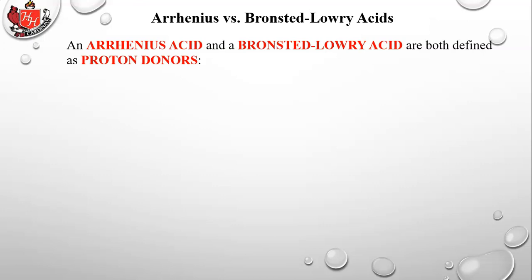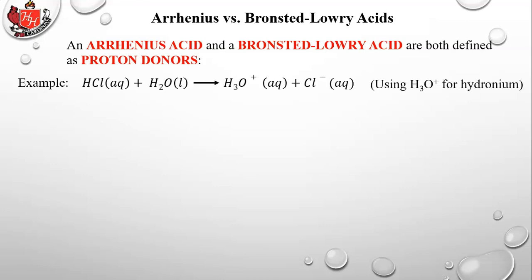An Arrhenius acid and a Bronsted-Lowry acid are both defined as proton donors. Again, that word donor means they give away protons. So here's the chemical reaction for hydrochloric acid and water. You have HCl, you put it into liquid water, and what happens is that hydrogen, that H on the HCl, jumps over to the water molecule. And when it does, it becomes H3O+.